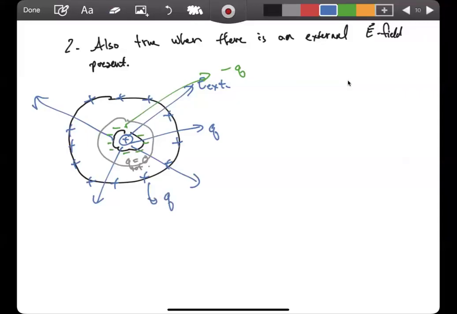Okay. Now, since I have a charge separation, that means I'm also going to create an electric field, which points from my positive charge to my negative charge. So this is going to be the direction of the electric field. So this is what we call the induced electric field.